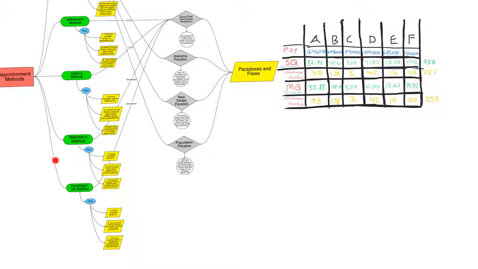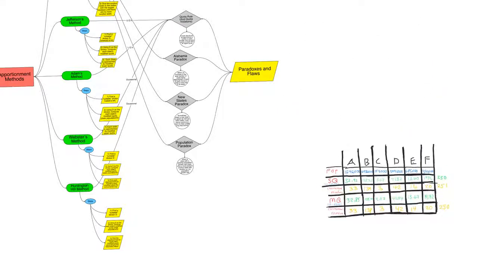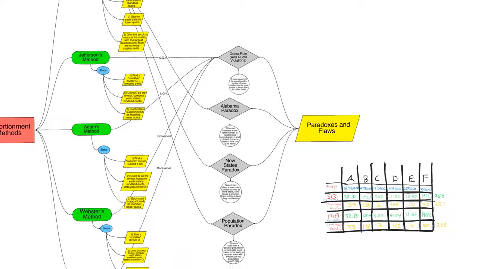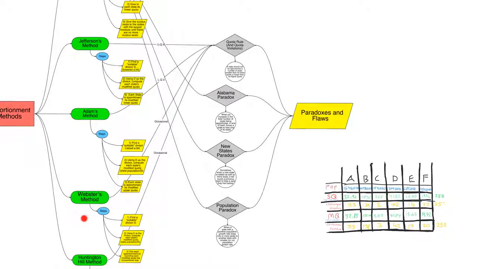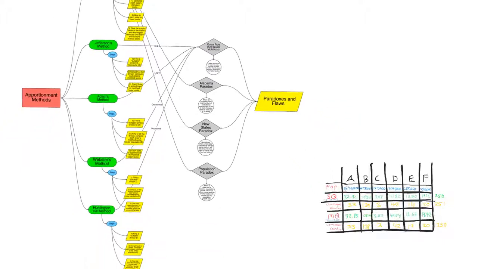The Webster method, which features conventional rounding, could indeed result in the occasional quota rule violation, either upper or lower quota rule. So let me make this a little bigger so you can see the relationship there. Okay, so that's how that works.